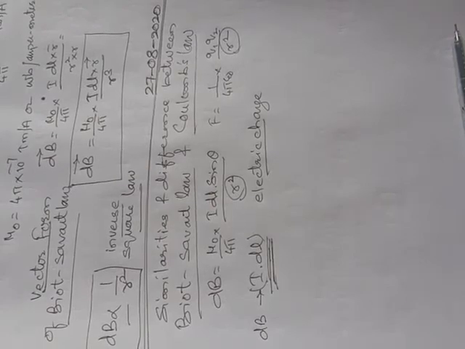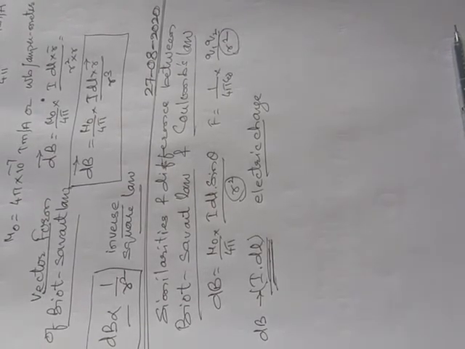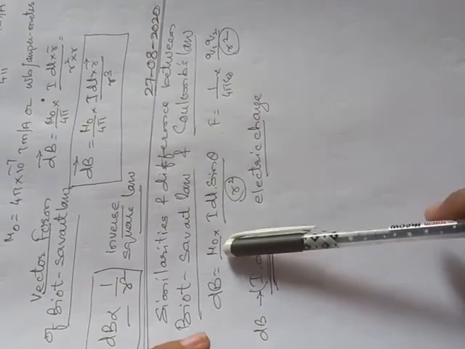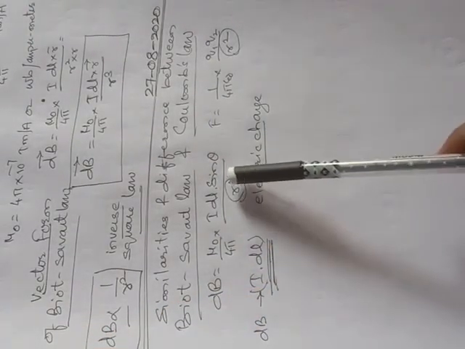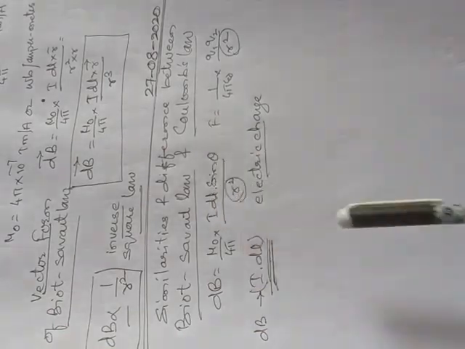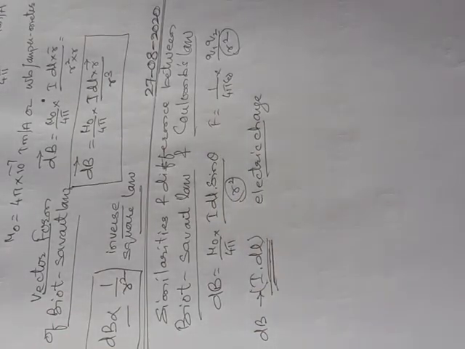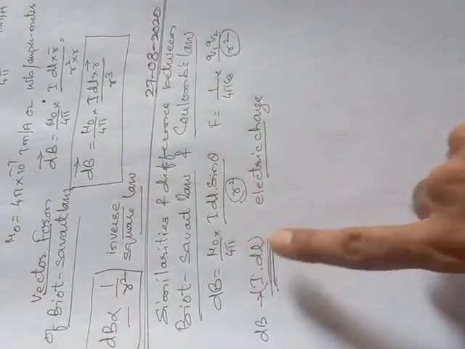Fourth point, this Biot-Savart law depends upon the angle. Okay, because in case of Biot-Savart law, dB is equal to mu naught by 4 pi Idl sin theta by r square. So what it indicates? It depends upon the angle. If the angle is 0, what will happen? Sin 0 will become 0. So the magnetic field will become 0.